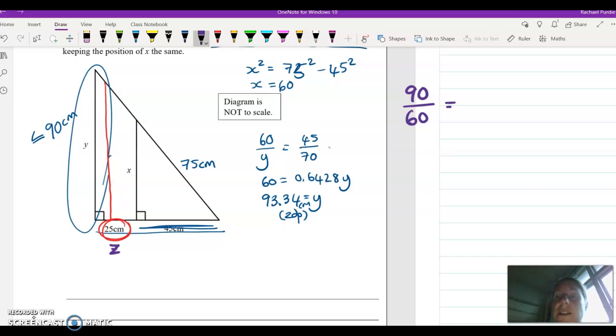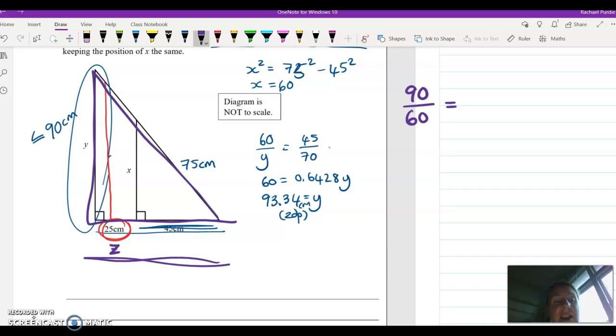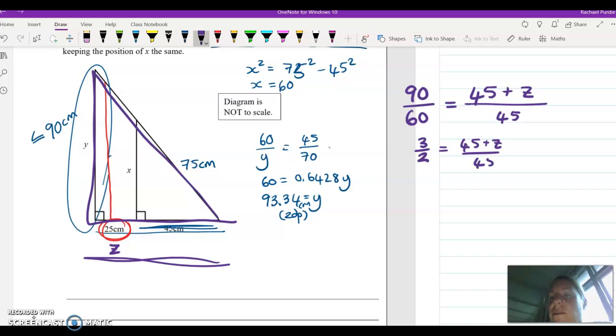And then we can say, okay, that we're going to compare our whole distance. So for the 90, this larger triangle, to describe what's going on for the horizontal length there, it's going to be 45 plus z, isn't it? Yeah, 45 plus z. And we're comparing that to the smaller triangle, which is just 45. All right, so there you go, 90 over 60. It is just 1.5, isn't it? Yep, 3 over 2, or 1.5, equals 45 plus z divided by 45.